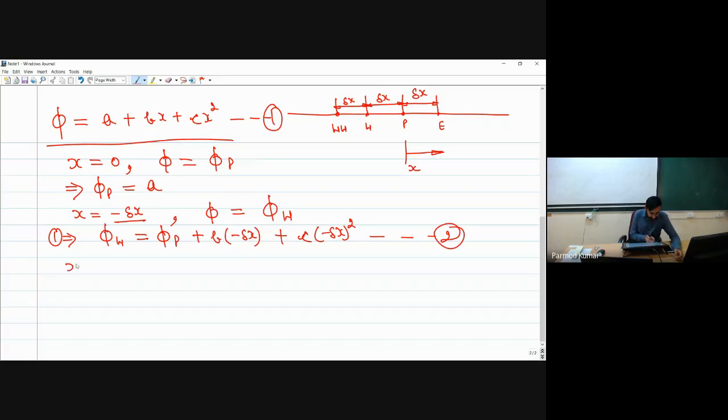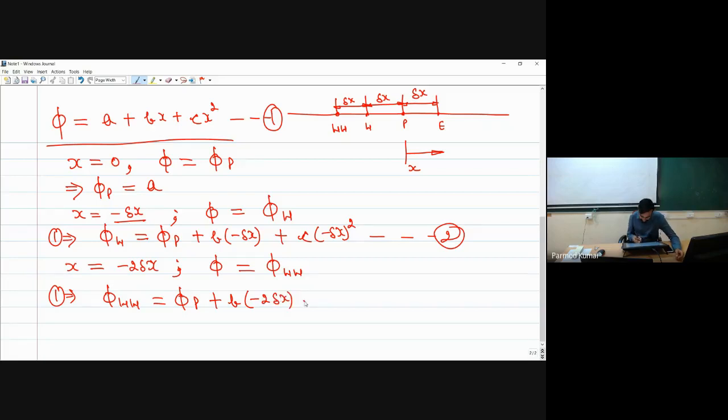Then one more consideration I can take, that when my x is equal to minus 2 delta x, what is the value of phi? Then my phi will be equal to phi ww. Okay, so from here I can say that phi ww will be equal to phi p plus b times minus 2 delta x, and plus c into minus 2 delta x whole square. This is equation number 3.